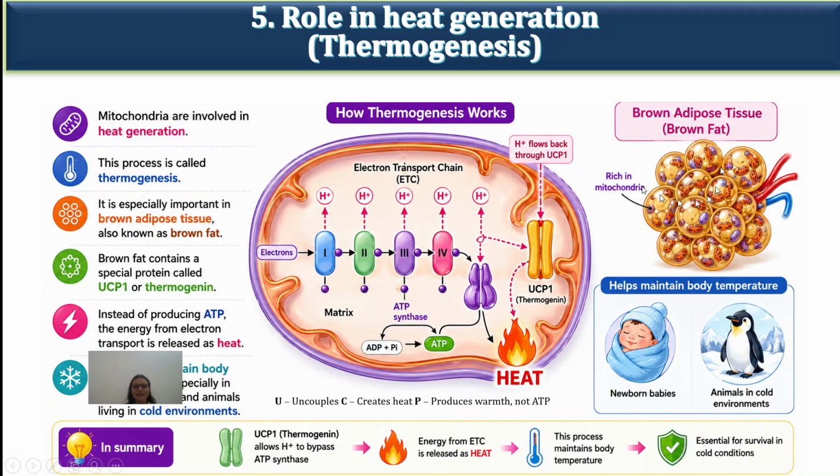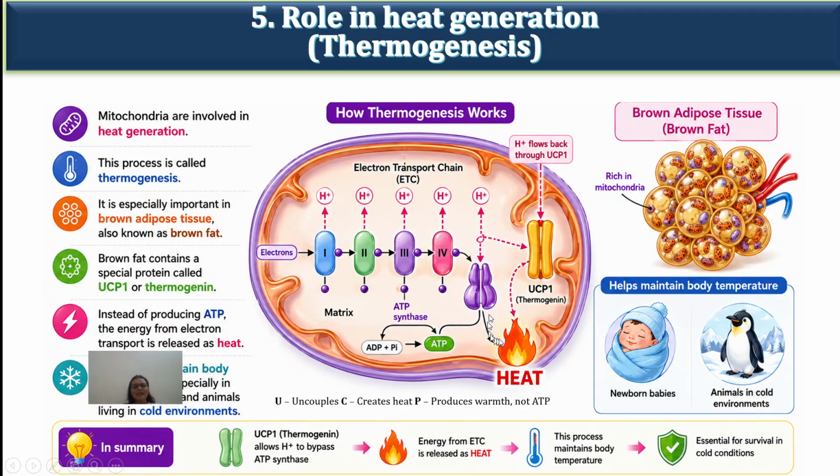This brown fat contains a special protein. This protein is called UCP1, and this protein is also called thermogenin. What is UCP? Uncouple, create heat, produce warmth. It means it generates heat, not ATP. We all know that via the electron transport chain, in the final stage ATP synthase produces the ATP, but here ATP is not generated, instead it generates heat.